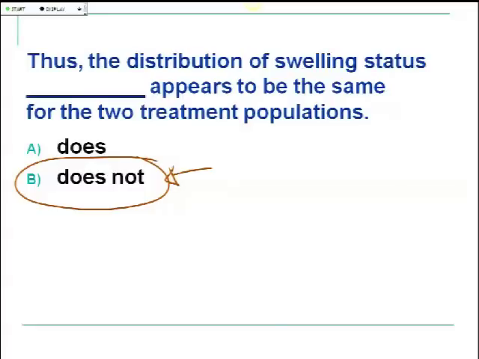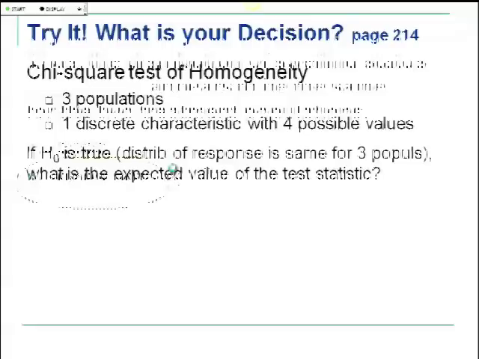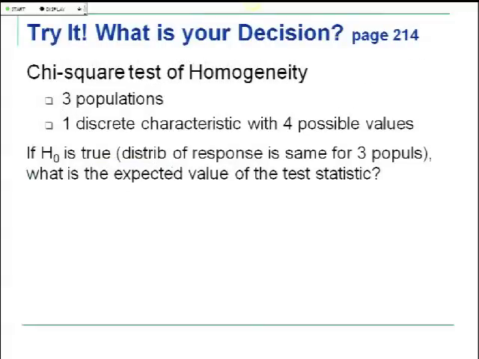All right, now I want you to go back to 214 and take a look at that last very short example. I'm going to let you read it and give you about a minute or two to think of it. If you need to, think of what the data would look like, what kind of table would you get if the data is described, but you're told you're doing a homogeneity test. 3 populations, 4 possible values for your statistic or your outcome. And sort of a classic question.